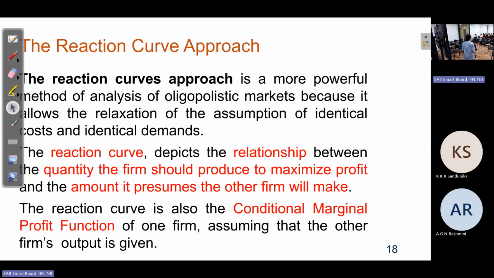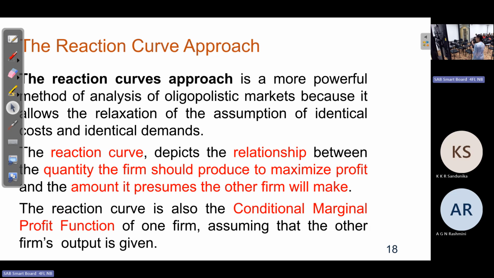So when we are talking about the Cournot model, we have to talk about the reaction curve. The reaction curve approach is a more powerful method of analysis of oligopolistic markets because it allows the relaxation of the assumption of identical cost and identical demand. So we can relax the assumptions of cost and demand when forming the reaction curve. The reaction curve depicts the relationship between the quantity the firm should produce to maximize profit and the amount it assumes the other firm will make.